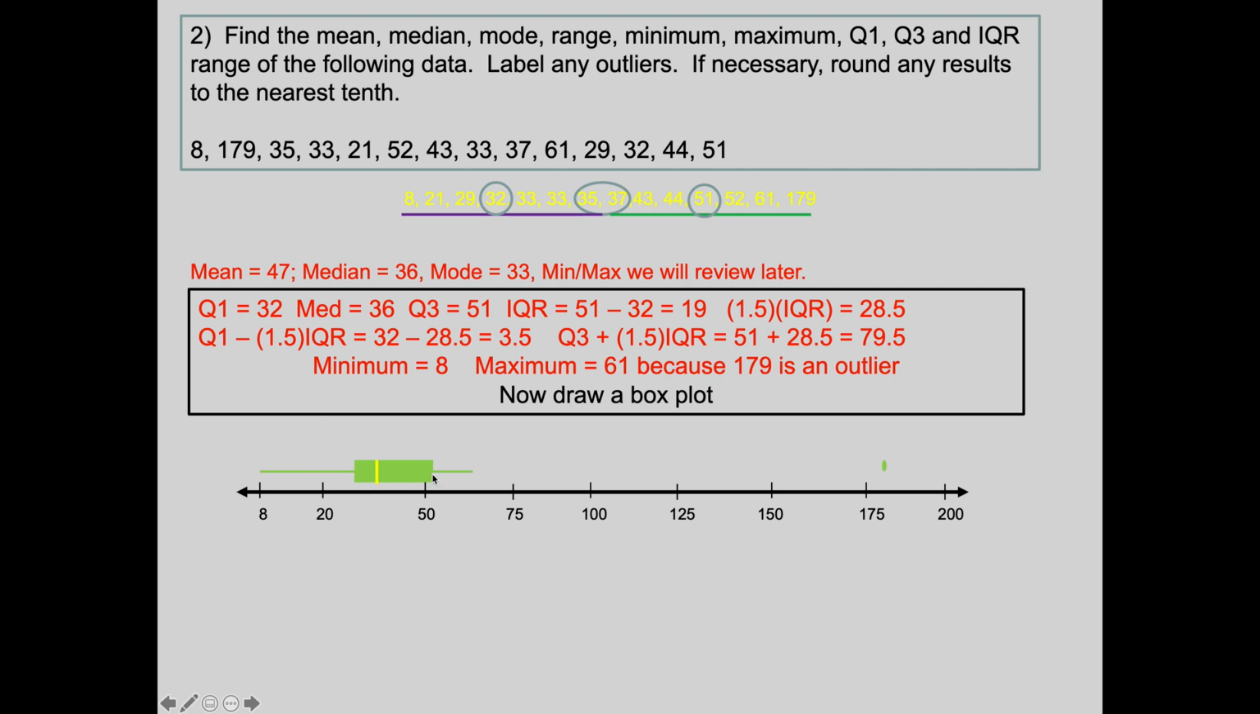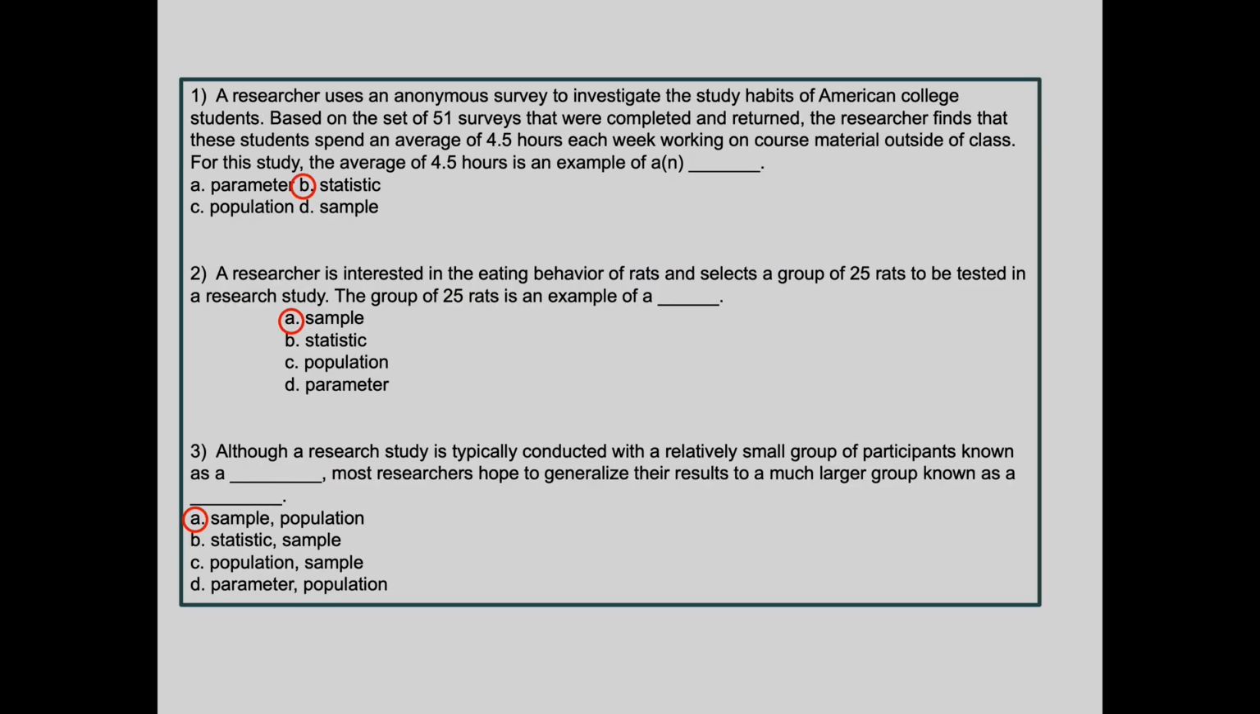I have the third quartile at 51, and I have my new max at 61. So there are all of my values labeled, and I would make it a point to label it on your box plot so there's no doubt what you intend. Okay? All right, so that's how we go over a box plot. Now let's take a look at some vocabulary-based questions. We'll stop and start here.